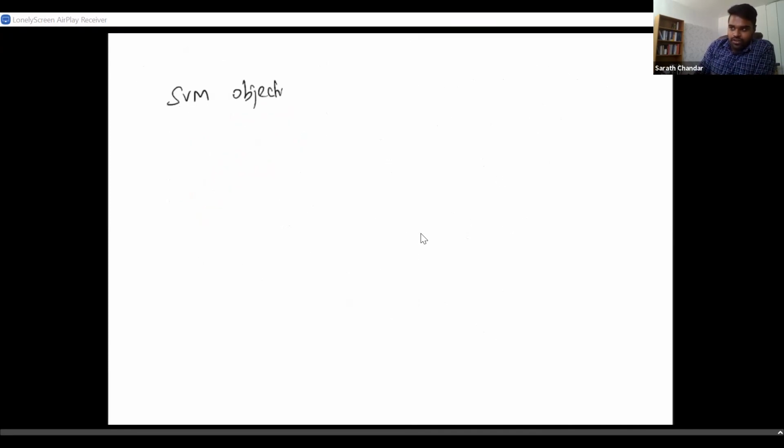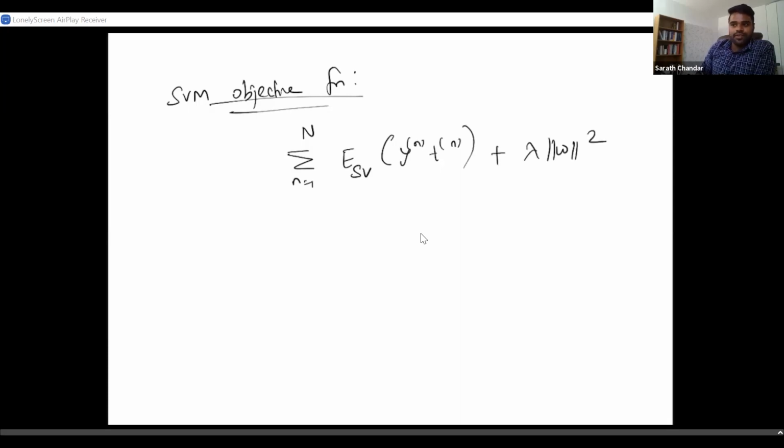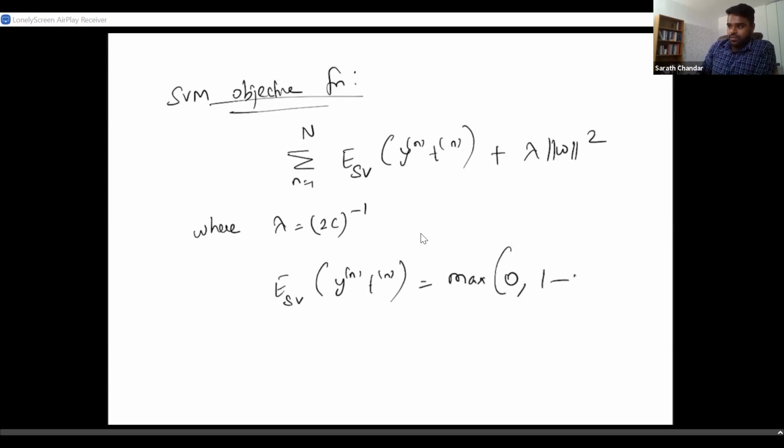Now using this, I can write an objective function for SVM. The SVM objective function can be written as summation over n equal to 1 to capital N of ESV of y of n, t of n, plus lambda times w square, where lambda is actually 1 over 2C, where C is the cost parameter. Now what is this ESV? ESV of y of n, t of n is defined as the maximum of 0, comma 1 minus y of n, t of n.